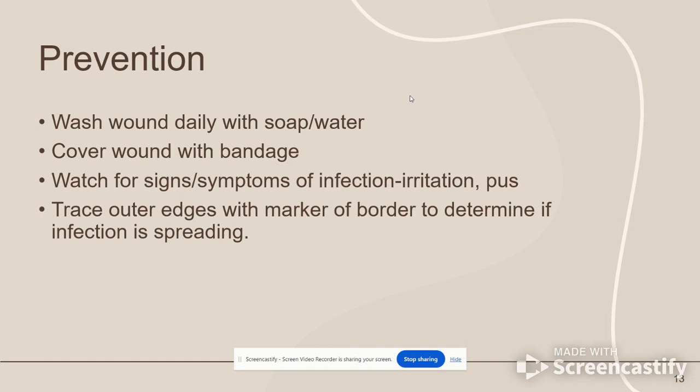So prevention. The best prevention that you have for cellulitis is washing the wound daily with soap and water, making sure that no bacteria gets in it, and covering it with a bandage. Watch for signs and symptoms of infection, irritation, pus. If a patient does notice a little redness to the skin, the best thing is to take a black permanent marker and outline the border to make sure that the redness isn't spreading out.